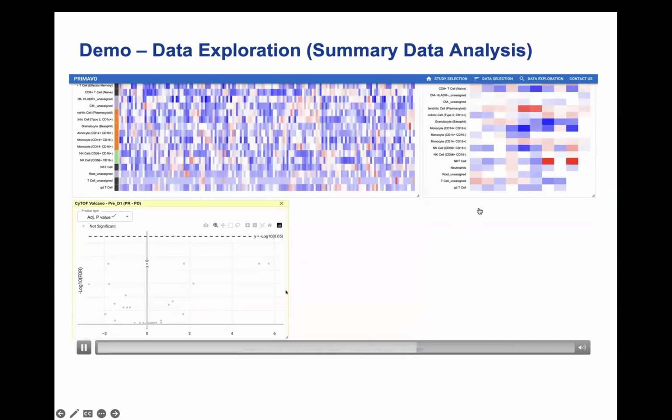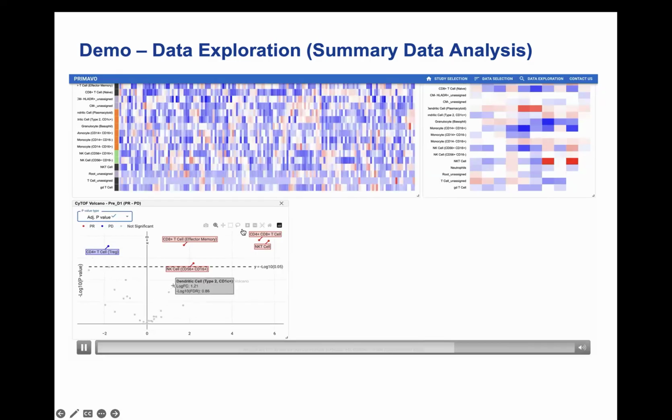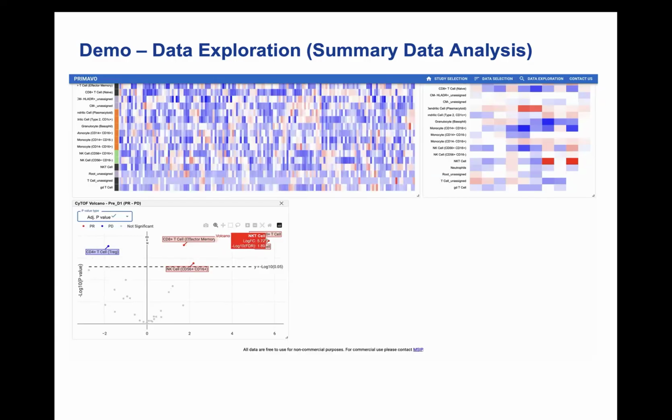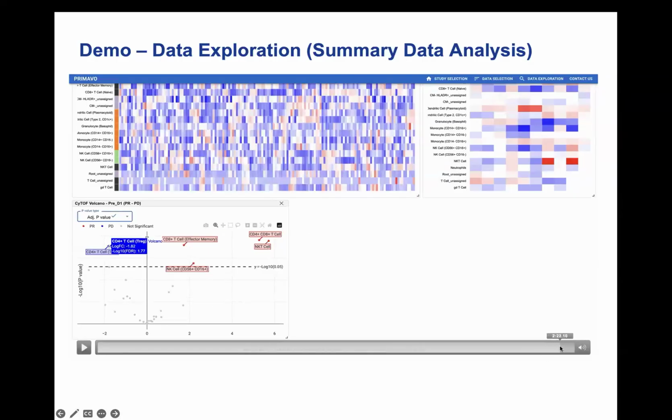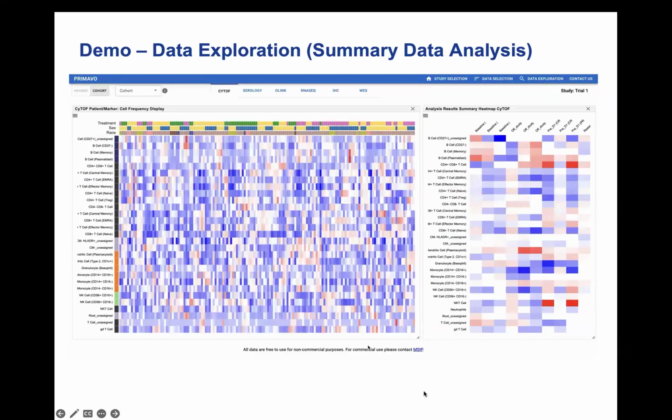If we click on any of these comparisons, for example, in the previous slide I showed partial response versus progressive disease, then we get a volcano plot. These are positively associated with the difference, so these are probably good markers, because we want to see them, because these are high in responders. On the other hand, the blue ones are the ones that we don't want to see in a patient, because they are negatively associated. So that's it in a nutshell with the data exploration, the summary data analysis.